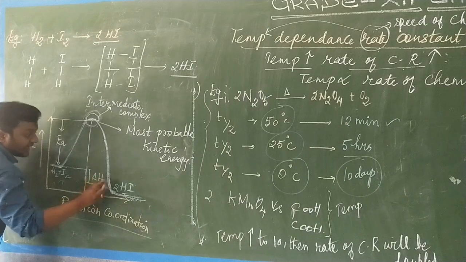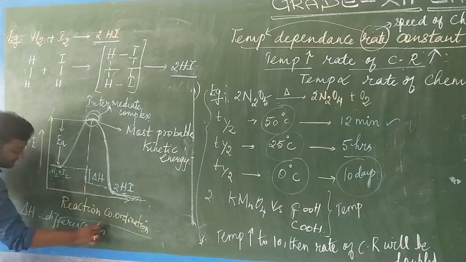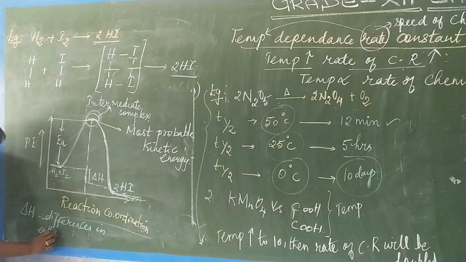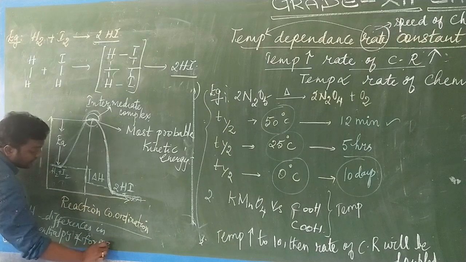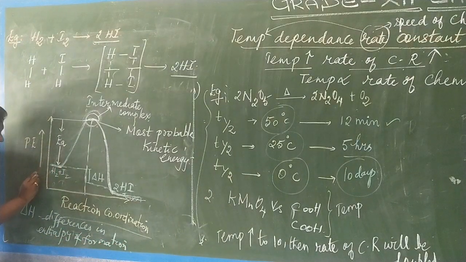differences in enthalpy of formation. What is delta H? Delta H is nothing but differences in enthalpy of formation. எப்போ differences in enthalpy of formation occurs? When there is increase in the temperature.